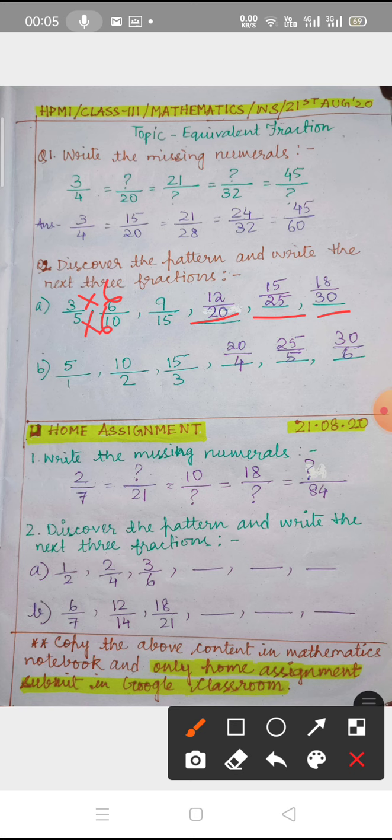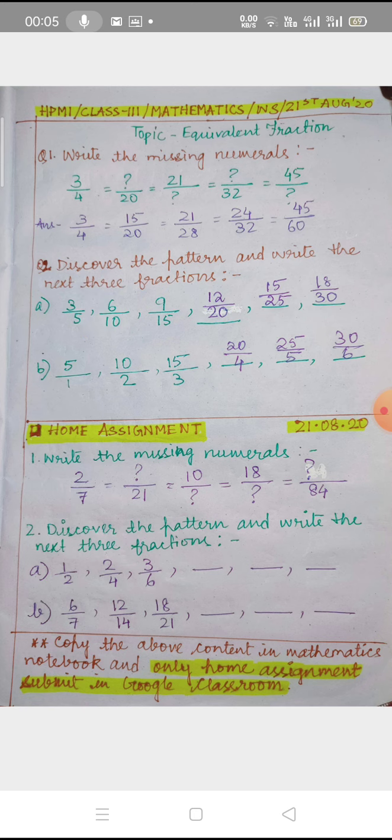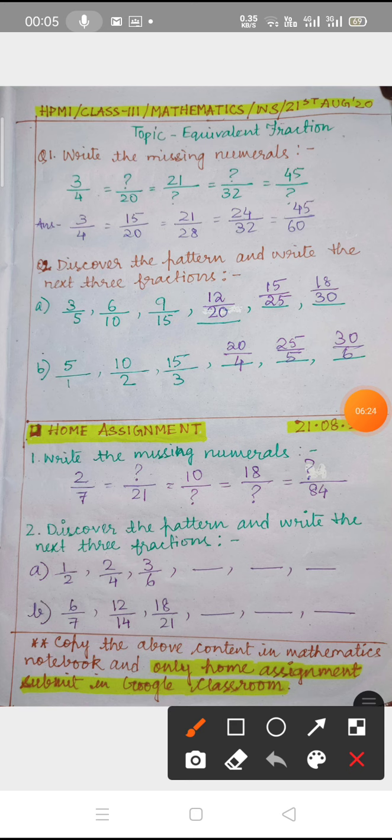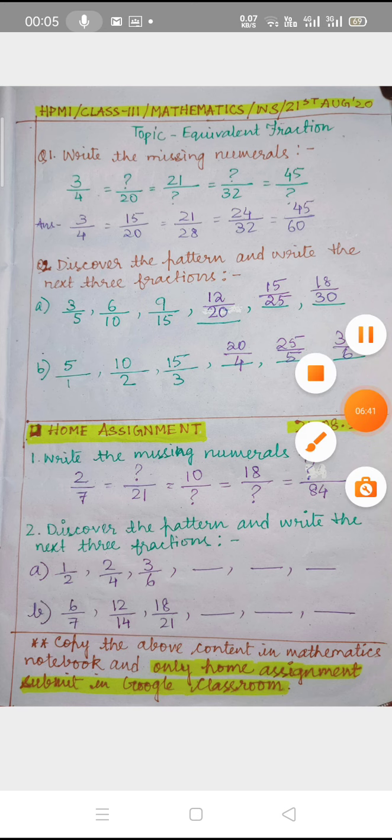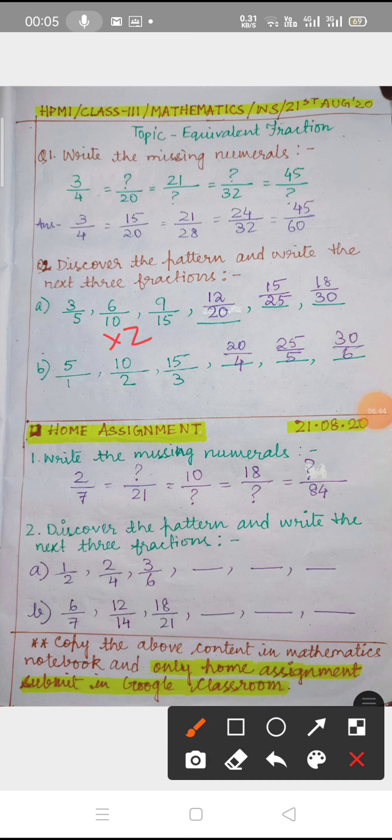Okay. Now come to the last sum. Here the first fraction is 5 by 1. Now the next fraction is 10 by 2. So 5 is becoming 10. How? 5 2s are 10, 1 2 is 2. So in this fraction we have multiplied by 2. Now come to the next fraction. Here 5 is becoming 15. How? If we multiply by 3, and 1 is becoming 3. 1 3 is 3. So this fraction also we have multiplied by 3.